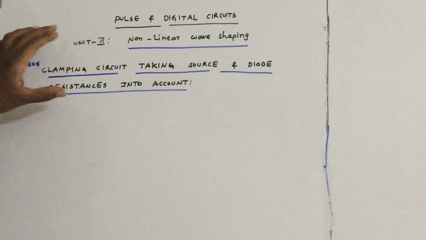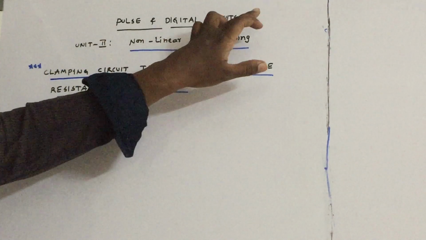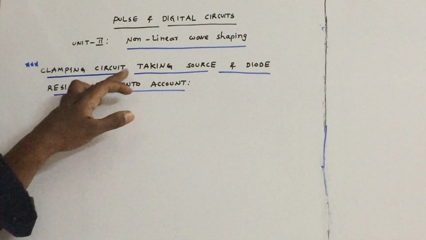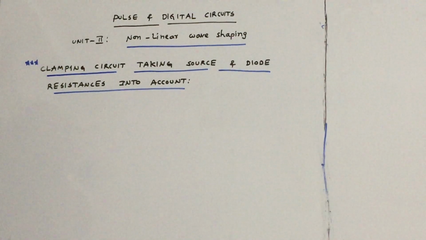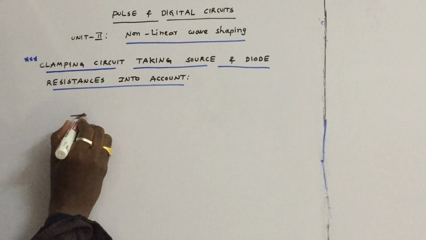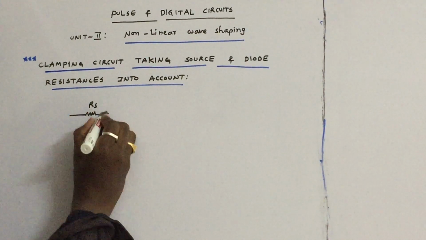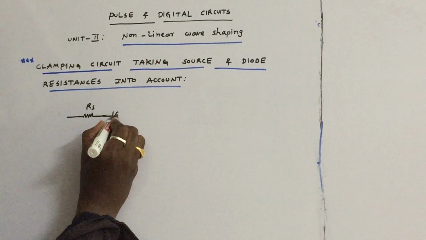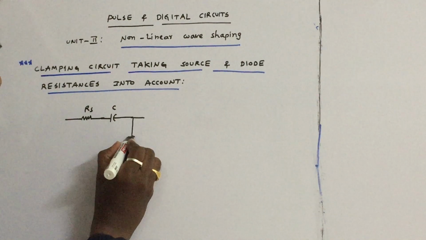So let us discuss another very important article of Unit 2, non-linear wave shaping of the pulse and digital circuits subject: the clamping circuit taking source and diode resistances into account. Let us see this very simple article. First, in the clamping circuit we are taking the source resistance Rs and the capacitor C. We are taking a negative clamper. Do you know how to draw the negative clamper?